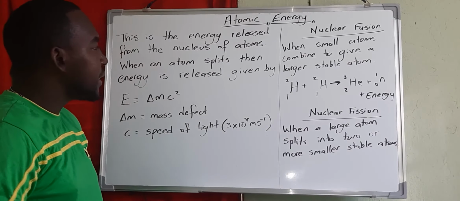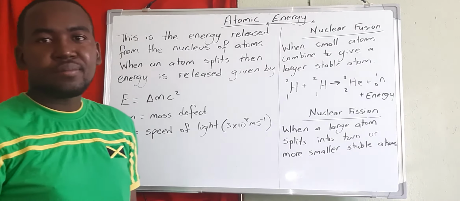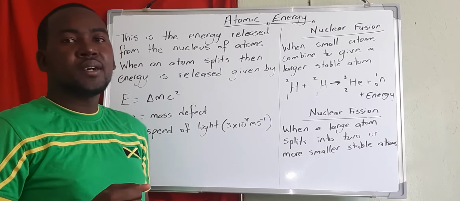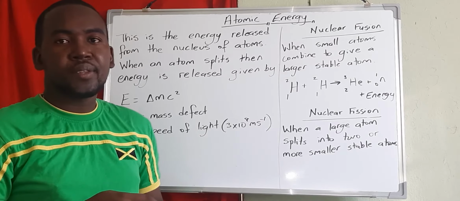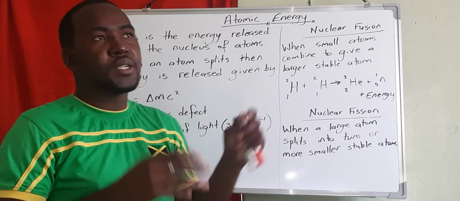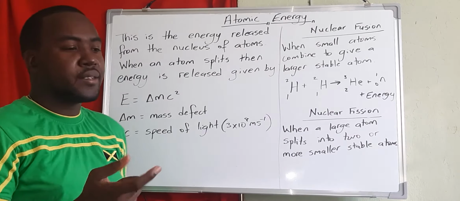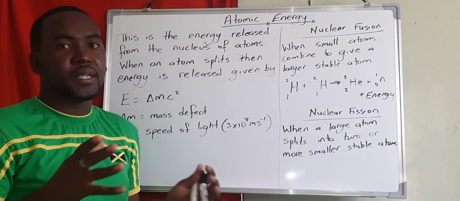Now an atom will actually split because it is unstable. Unstable meaning that the number of neutrons and protons in the nucleus is not equal. So once that number is not balanced between neutrons and protons, the atom is described as being unstable, and that unstable feature will cause the atom to split or decay.